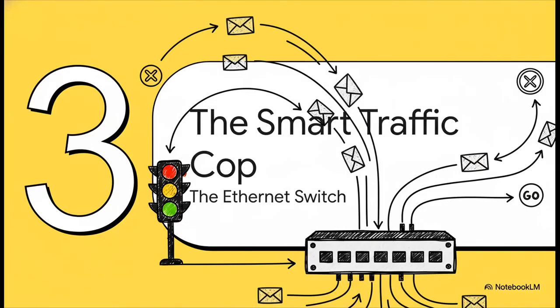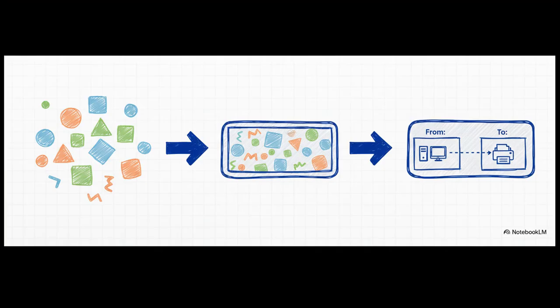Okay, so we've got our data and we have a local address to send it to. But what's actually directing the traffic? What's stopping all of our data from just crashing into each other? Well, first, the data gets all packaged up. It's put inside something called an Ethernet frame. You can honestly just picture it like a digital envelope. And right on the front of that envelope, two MAC addresses are written down, the sender's and the receiver's. It's the local mailing label.